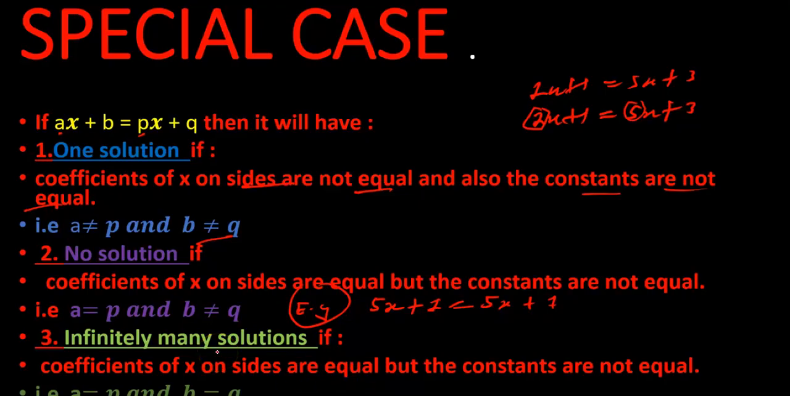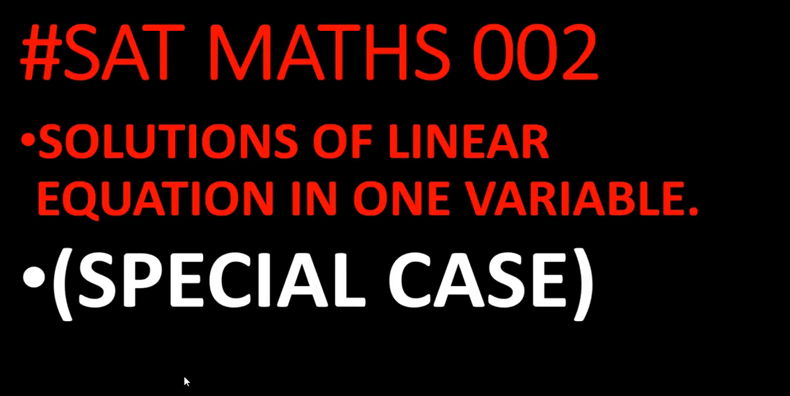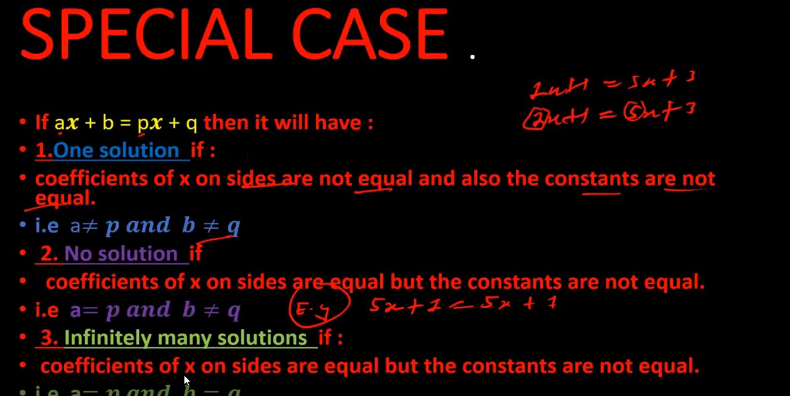Then the last one, obviously, is infinitely many solutions. I will not waste too much time on that one. For that one, a equals p and b equals q. All of them are the same thing. That means the coefficient of x on the left is the same as the coefficient of x on the right, and the constant on the left is the same as the constant on the right. So let me give you an example here.